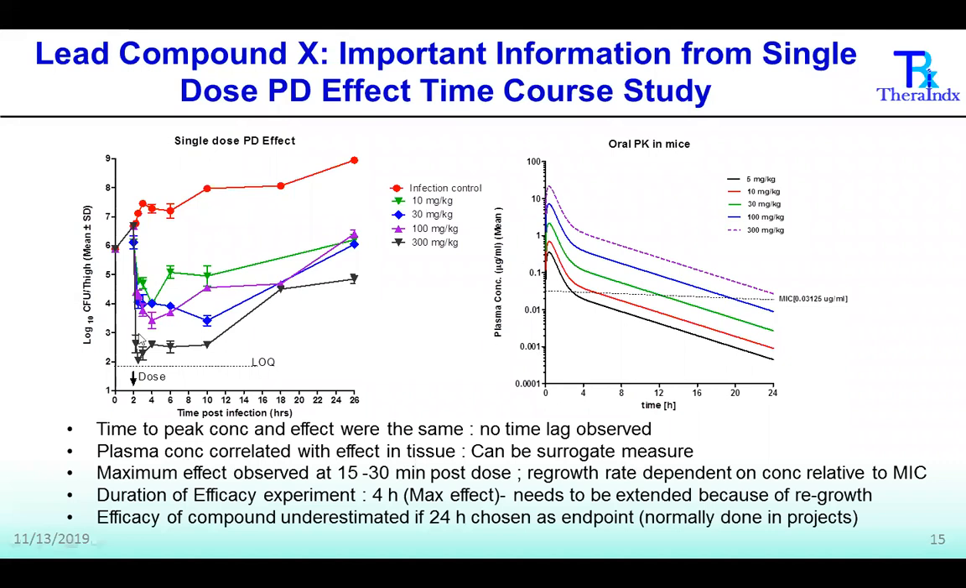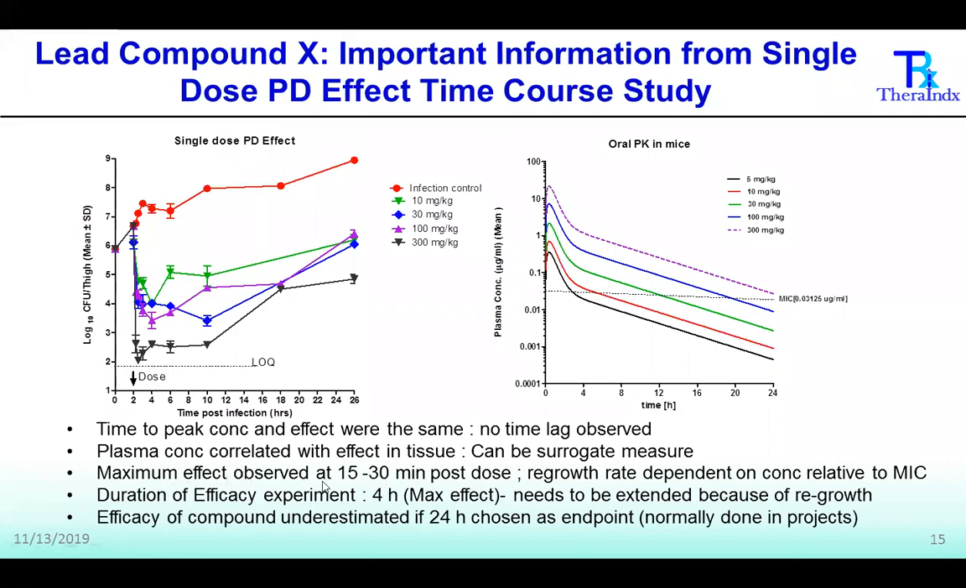Since the effect was immediate, it suggests that the compound rapidly equilibrated with concentrations in the interstitial fluid where the bacteria reside, and therefore the plasma can be a surrogate measure for this compound. This could have important implications all the way up to the clinic, where one can suggest that plasma concentrations can be used as surrogate measures.